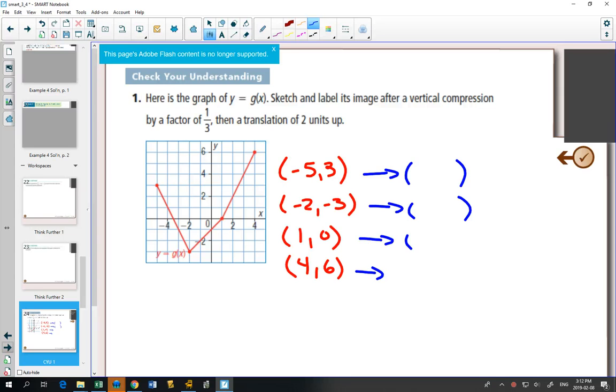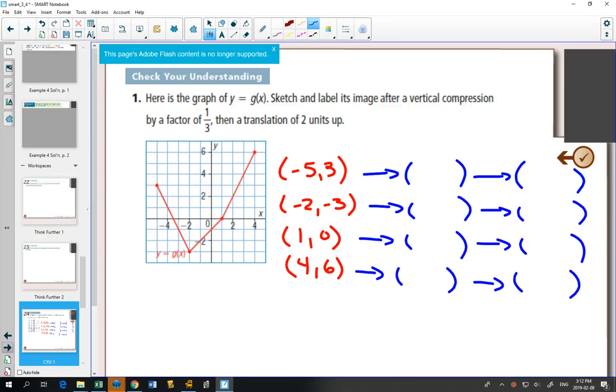We set up a set of arrows for stretches and then a set of arrows for translations. The question tells us for our stretches, we only have 1 stretch or compression. It's a vertical compression by a factor of 1/3. So above the first arrow, you will say, I'm going to have to multiply my y values by 1/3, followed by a translation of 2 units up. That's in our second arrow. We do translation second, 2 units up.